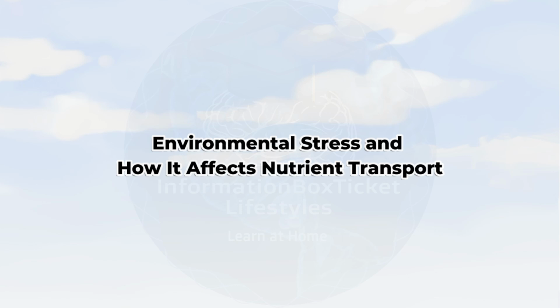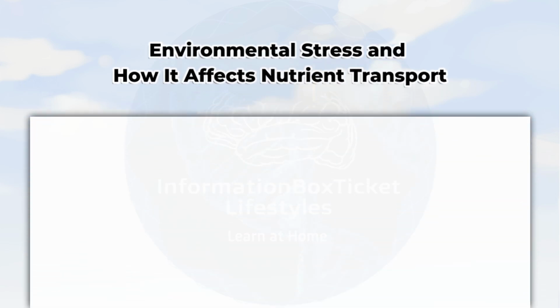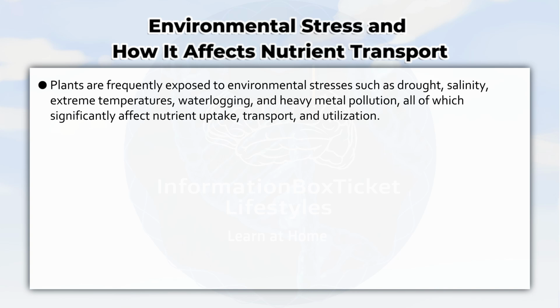Environmental stress and how it affects nutrient transport. Plants are frequently exposed to environmental stresses such as drought, salinity, extreme temperatures, waterlogging, and heavy metal pollution, all of which significantly affect nutrient uptake, transport, and utilization.